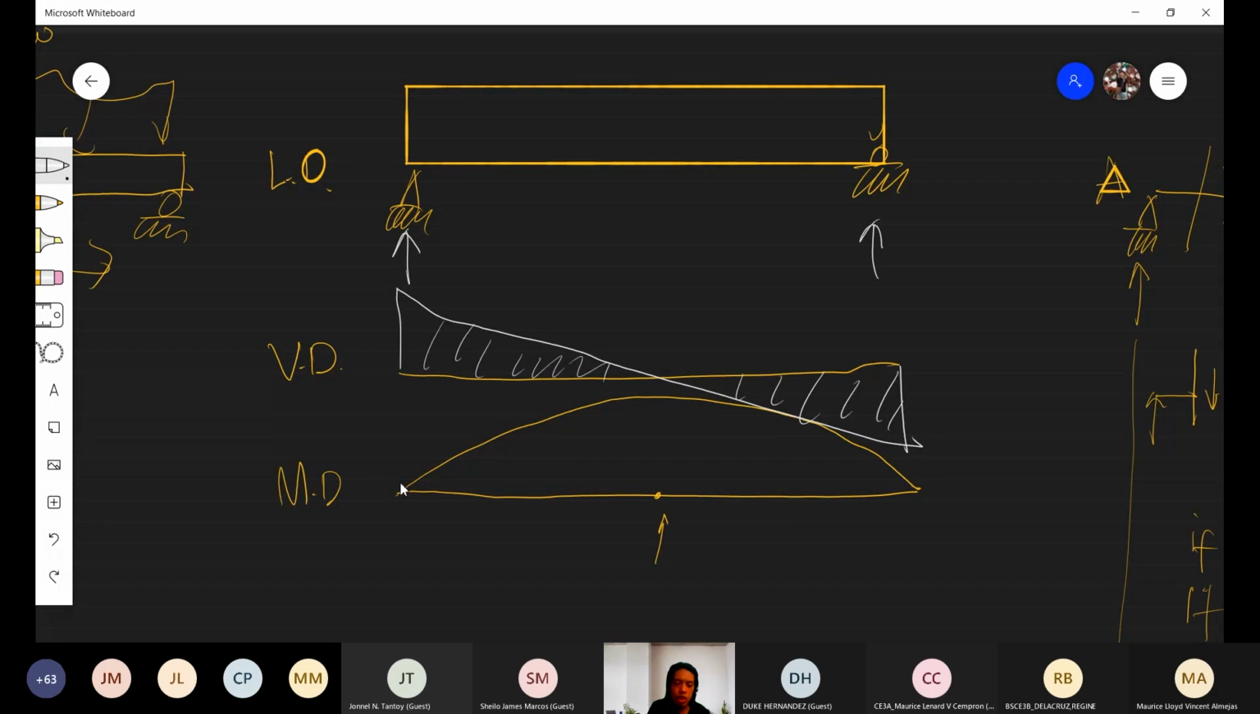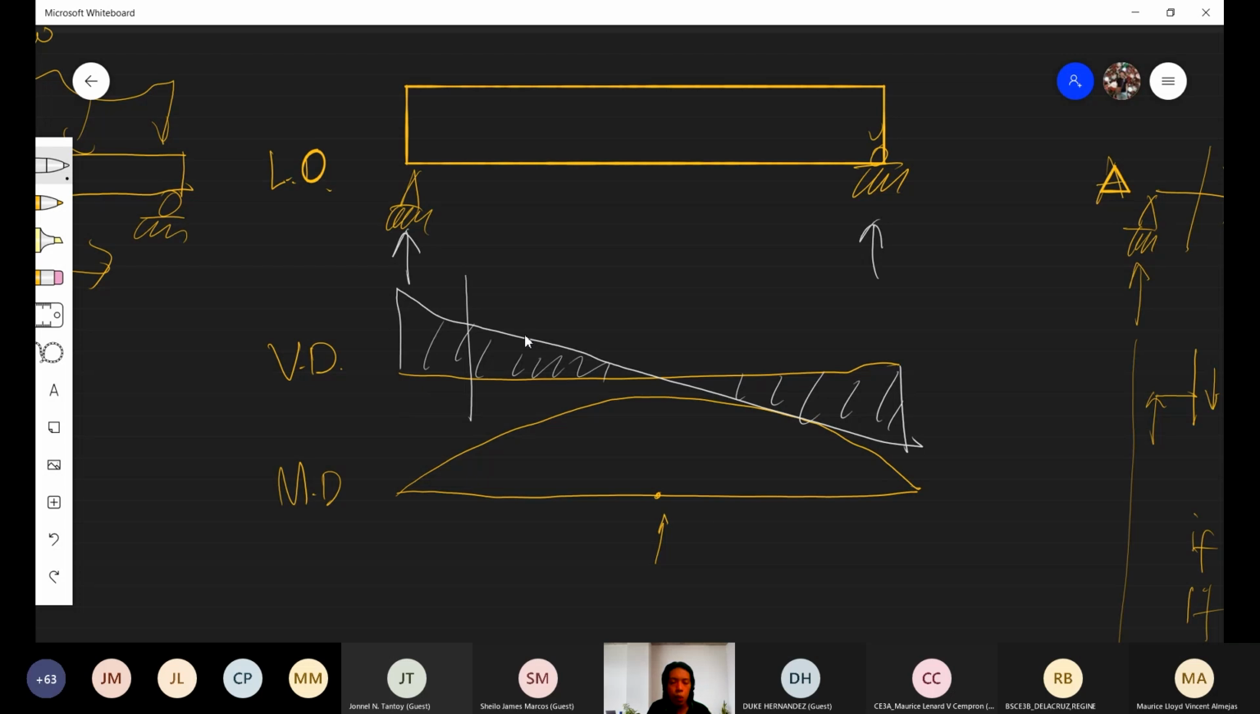So this is the V from earlier, right? The formula is VQ over IB, and V is the shear force, the shear force at a certain section, whichever section we consider. For example, at the section 2 meters from the left support. Somewhere here is the section 2 meters from the left support.